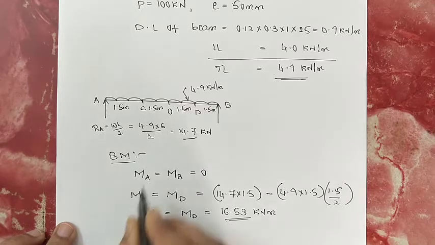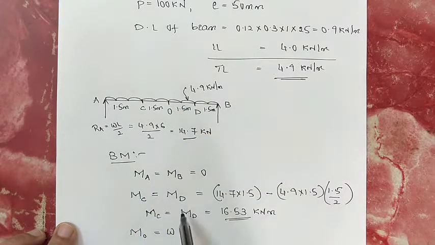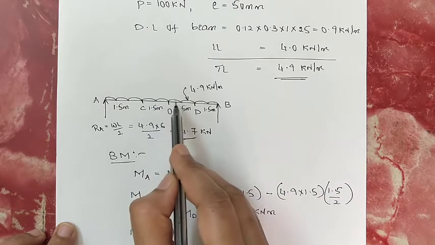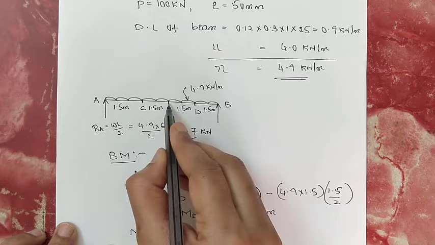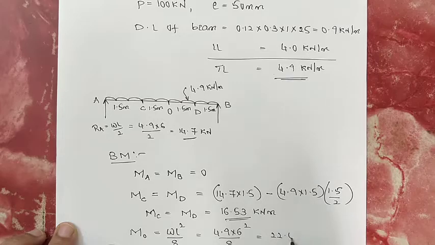Similarly, you need to calculate the bending moment at the mid span, that is M naught. Bending moment at the mid span, you know the standard equation, or you can take moment of all the forces towards left of O or right of O, because it is a beam carrying UDL throughout the span. I will write the standard equation directly, WL square by 8. W is 4.9 into L, 6 square, divided by 8. Upon simplification, you will get 22.05 kN meter.